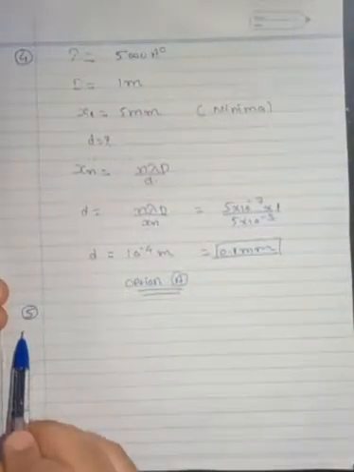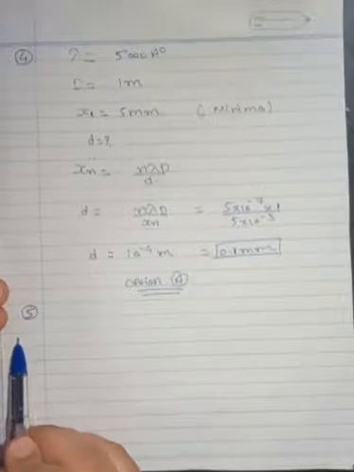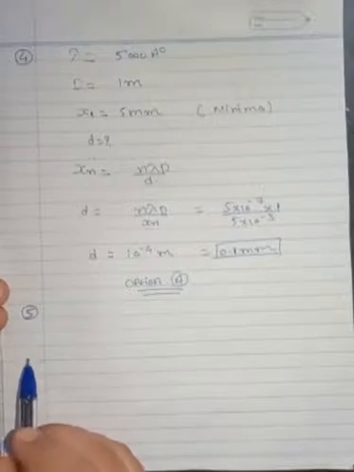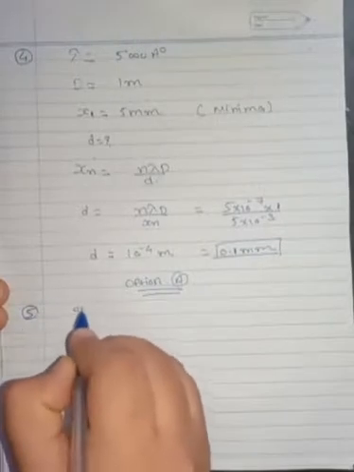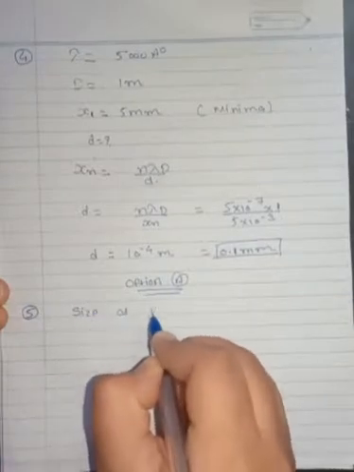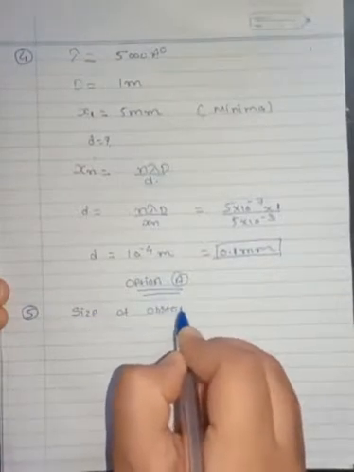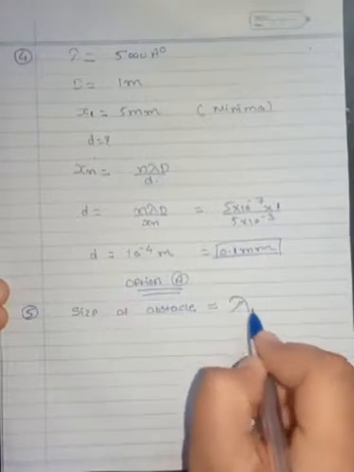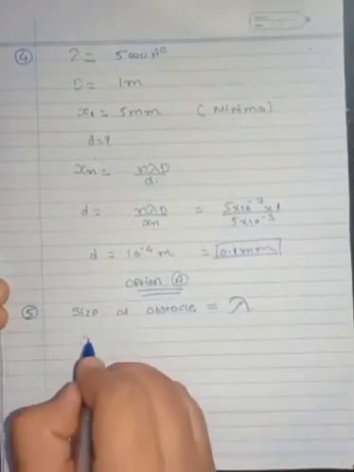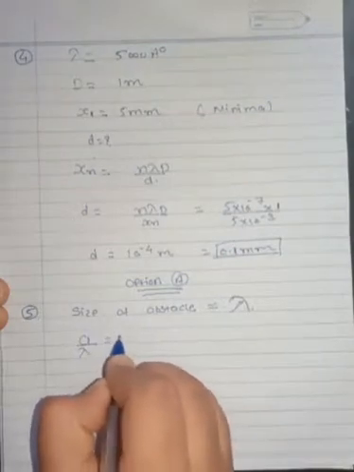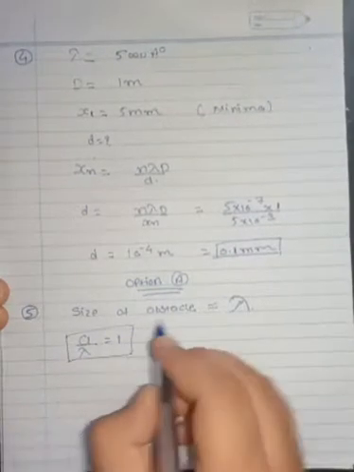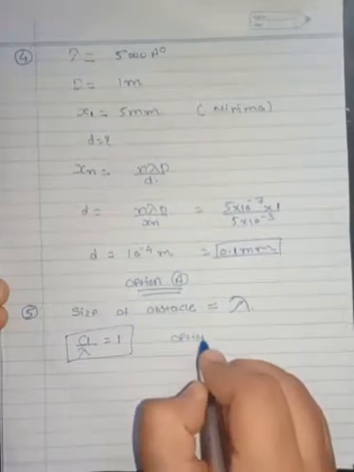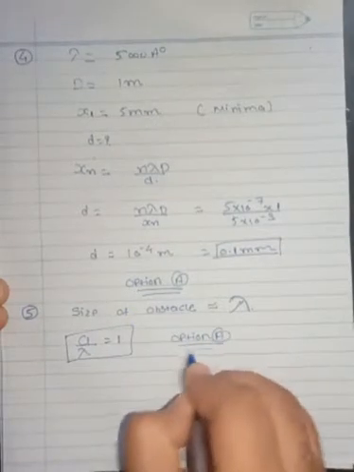In question number 5, the conditions for diffraction is asked. For diffraction, the size of obstacle should be comparable to the wavelength of light. So a by lambda should be equal to 1. So option A is correct option.